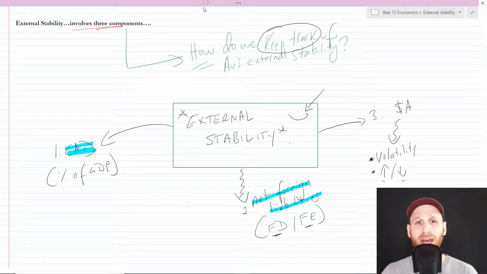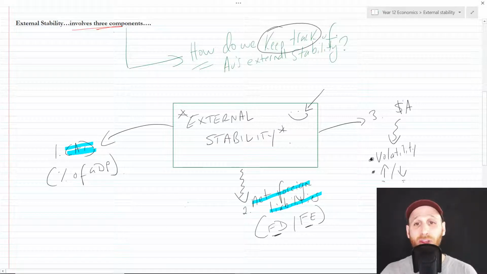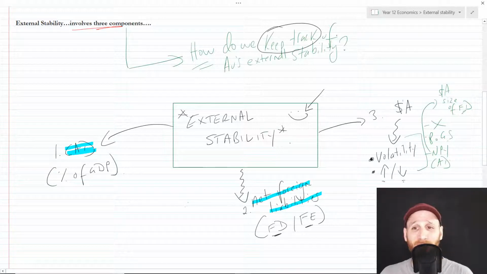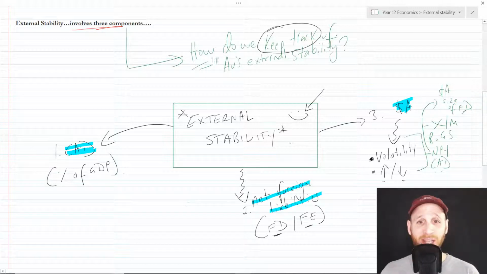Because if we think about the Aussie dollar, when the value of the dollar changes, when we're experiencing these kinds of things, this is going to affect that. When the Australian dollar changes, that will affect exports, net primary income, the Australian dollar size of foreign debt related to net primary income, the value of the CAD, maybe even imports, right? External stability is affected by the CAD, net foreign liabilities, and the Australian dollar.